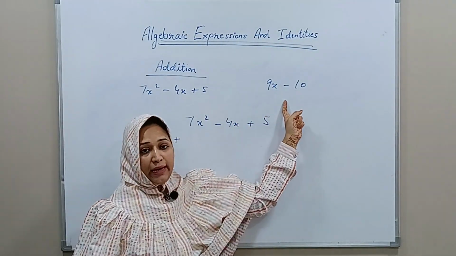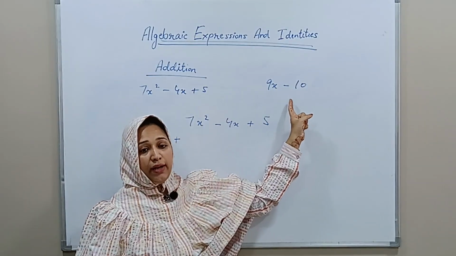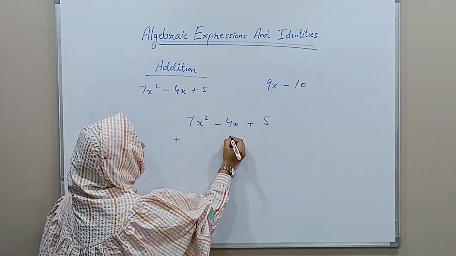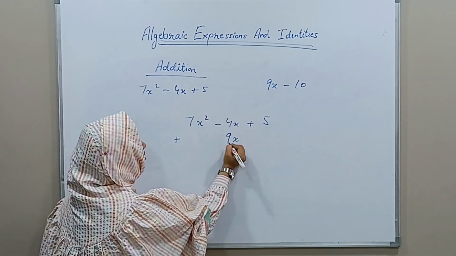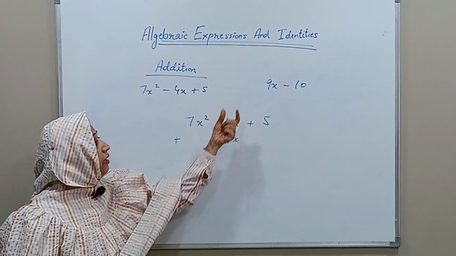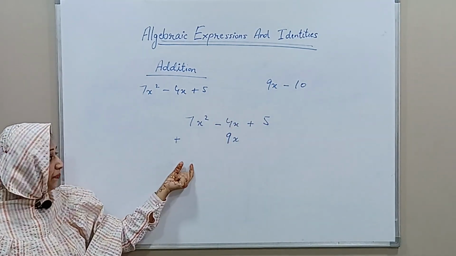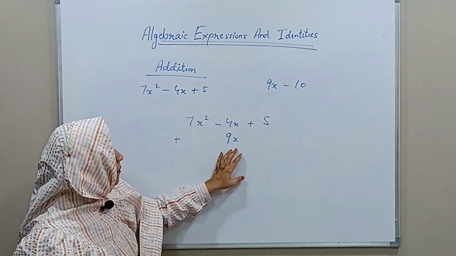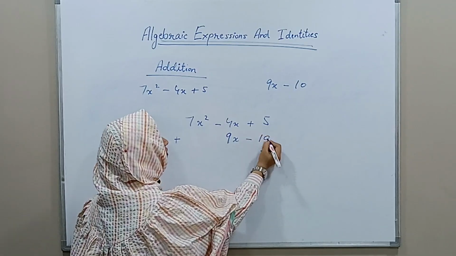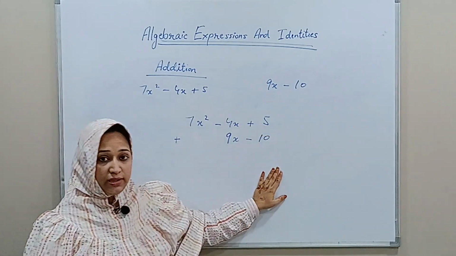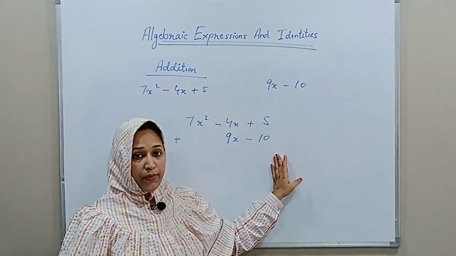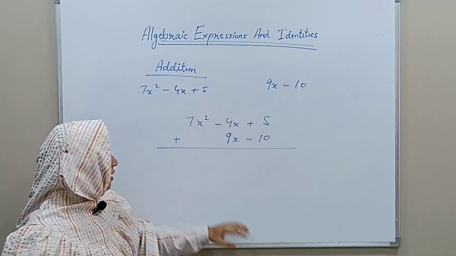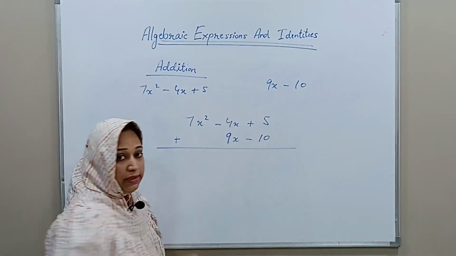Now when you write 9x, you have to write 9x below the like term, that is minus 4x. So 9x and minus 4x are like terms. Do not write 9x below 7x square. Minus 4x and 9x are like terms, so 9x will be written here, minus 10. 5 and minus 10 both are constants, so they will come one below the other. Now starting from the right hand side, 5 and minus 10.